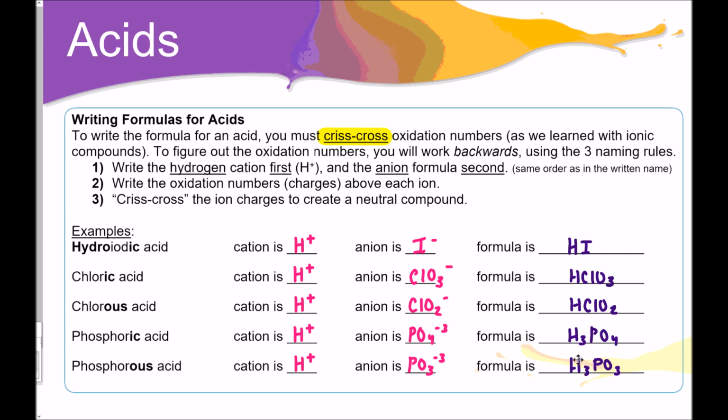So as you can see, naming acids can be a little tedious. There are 3 rules. They're not terrible. You just have to know the difference between the 3 different kinds. But writing their formulas is super easy with crisscrossing, which you should hopefully be a pro at this point.